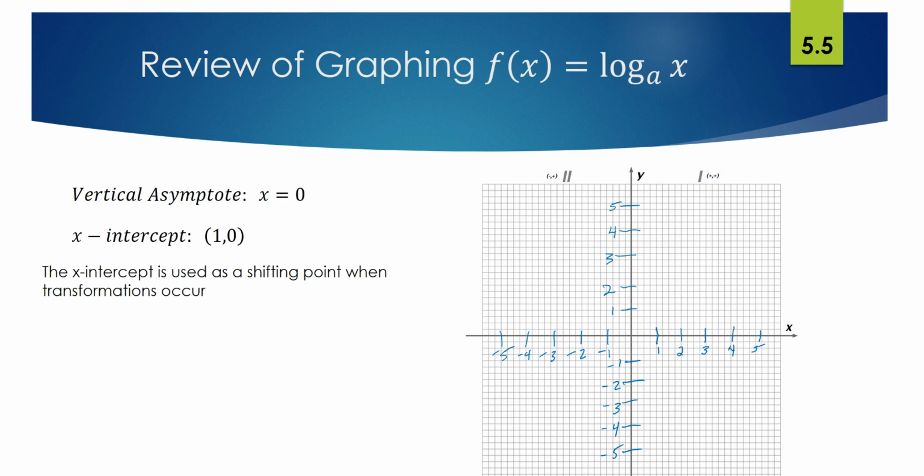Just like in the previous section where you were reviewing your graphs of e to the x, you are also going to have to review your graphs of logarithms. And so we need to remember that they are inverses of one another, and therefore logarithms have a vertical asymptote coming up the y-axis.